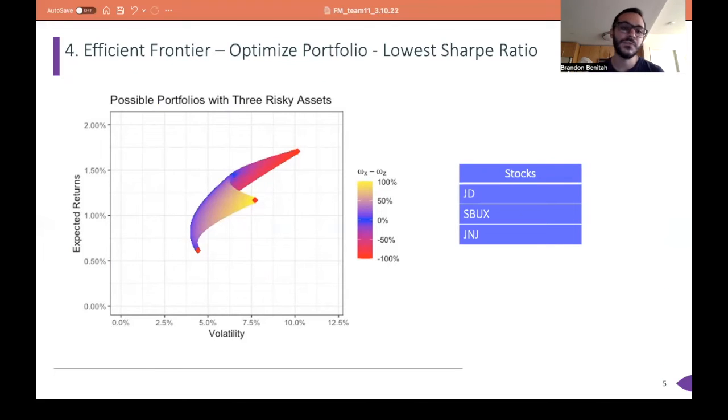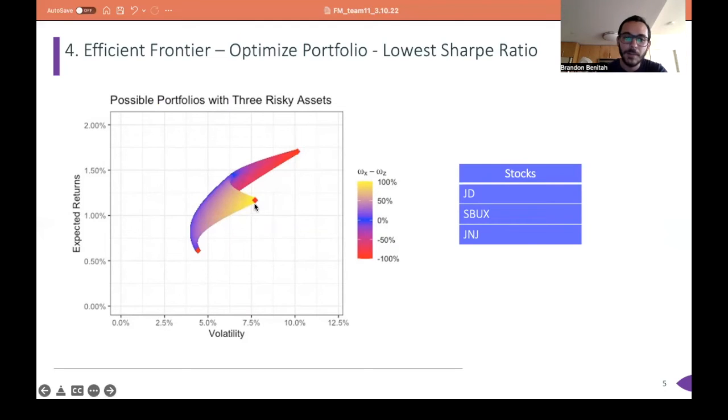Now we have the efficient frontier for the optimized portfolio, and we chose the lowest Sharpe ratios in order to know which one we can substitute, because the code that we ran on R was based on maximizing the Sharpe ratio. So as you can see in here, with the highest returns and highest volatility, that is the JD stock.